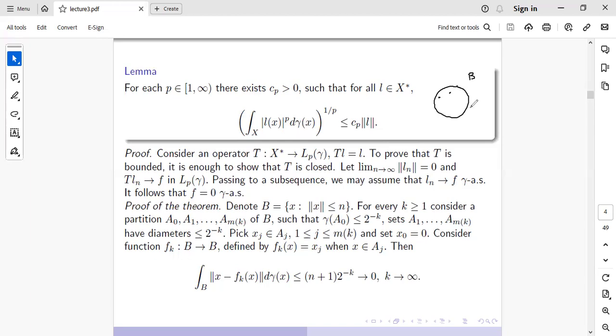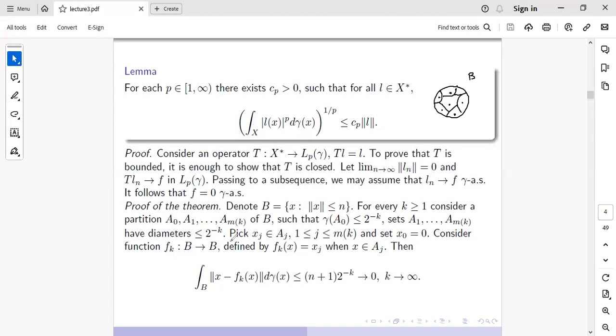We consider a dense countable set and take a neighborhood of each point of small enough radius. If these neighborhoods intersect, we can make them disjoint. Okay, and we will obtain actually a countable partition of B. And if we take a large enough number of sets from this partition, the remaining part will have a small measure gamma.